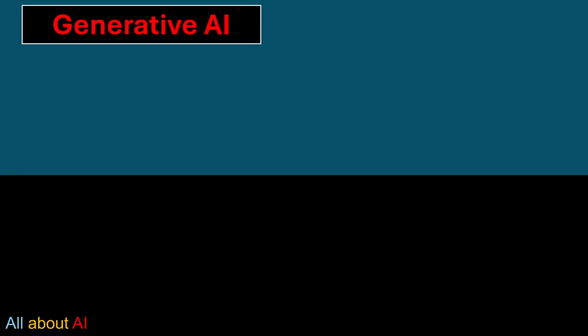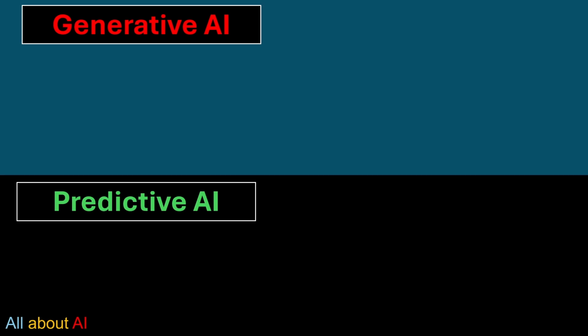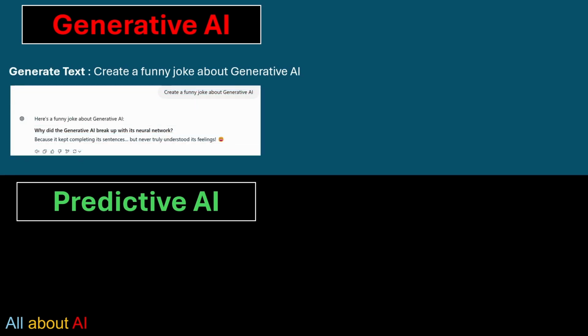Let's explore the difference between generative AI and predictive AI with a quick example. In generative AI, I can give a prompt like create a funny joke about generative AI, and I will expect to get a brand new response. For instance, when I asked ChatGPT, I got this response.